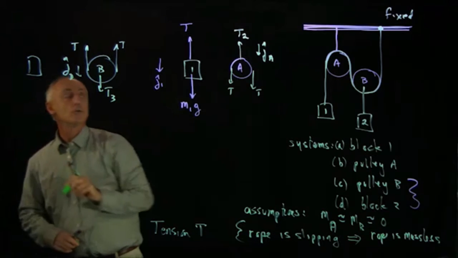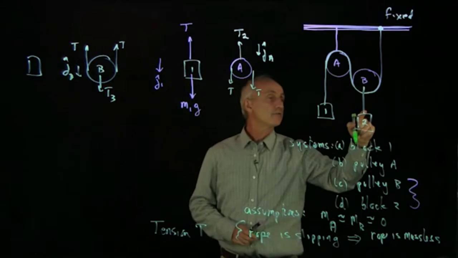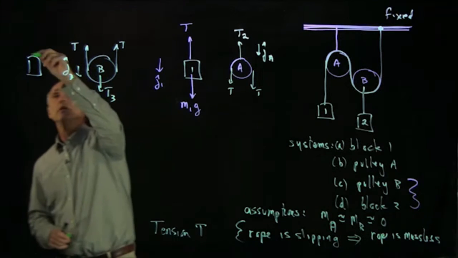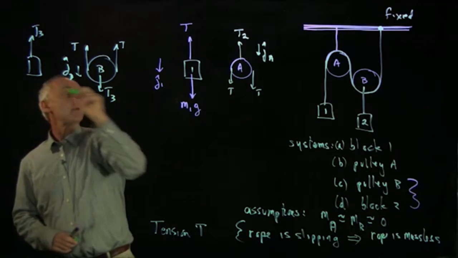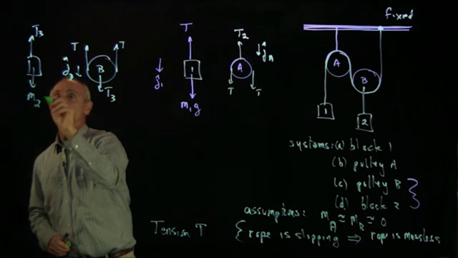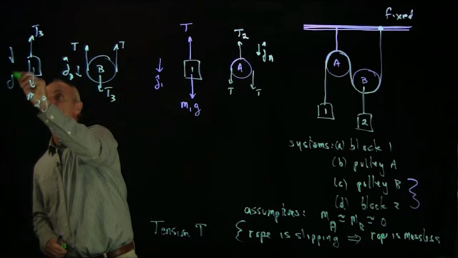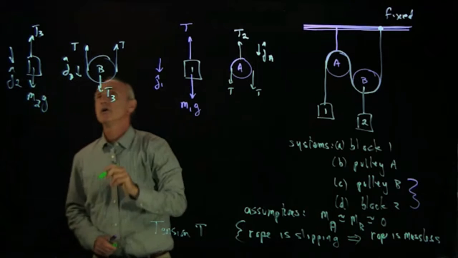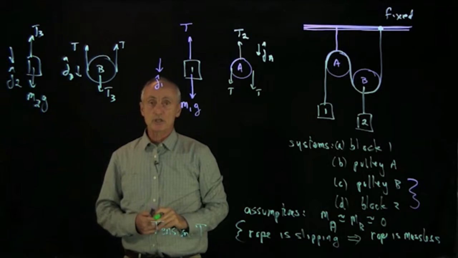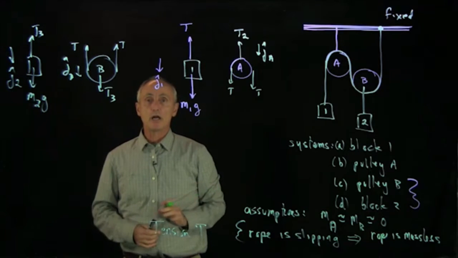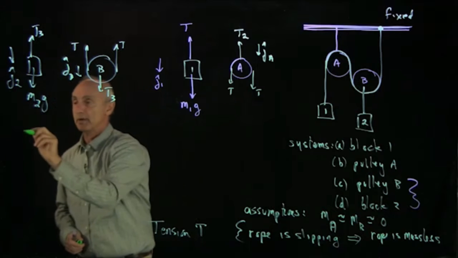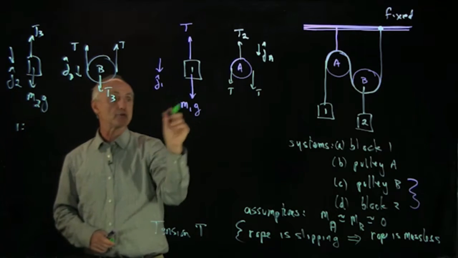Now, block 2, what do we have there? We have the string pulling up block 2, which we've identified as T3. And we have the gravitational force on block 2 downward, m2g. And there we have j hat 2. So I've now drawn the free body diagrams on the various objects, and that enables me to apply Newton's second law for each of these objects. So let's begin. We'll start with object 1.